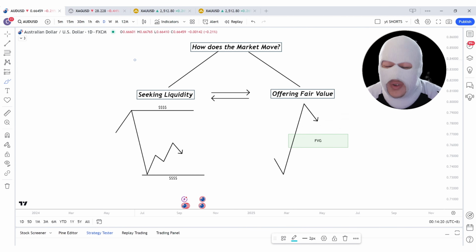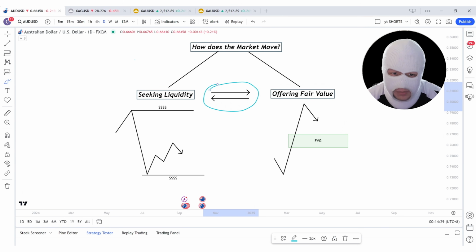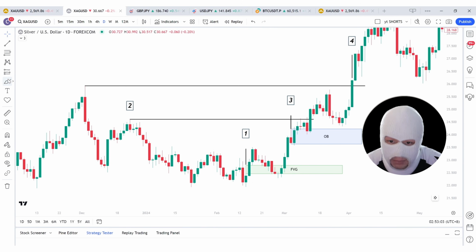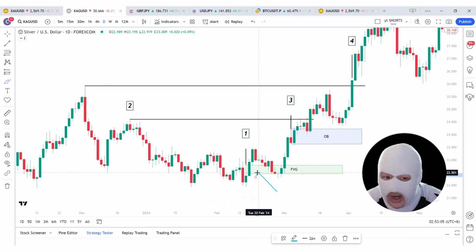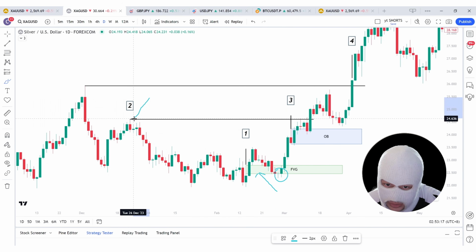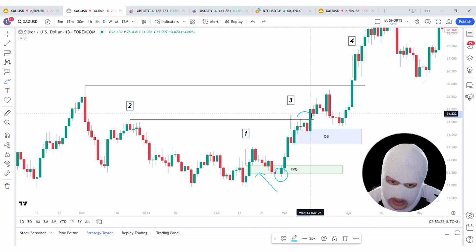Now, the market moves in a cyclical nature, from offering fair value by collecting orders to creating erratic movements to seek liquidity. Let me show you an example of how price always offers fair value and seeks liquidity in a cyclical manner. Here on the silver chart, price created a bullish fair value gap, at which fair value has been offered for price to react off, as seen in point number 1. After rejecting at the bullish fair value gap, price targeted the swing high at point number 2, which is how price is seeking liquidity by taking out the stop losses above this swing high.